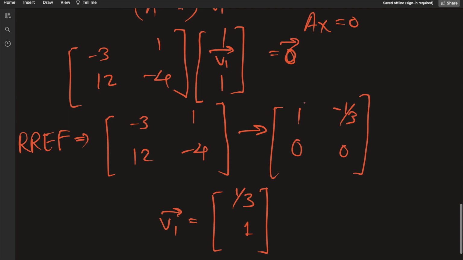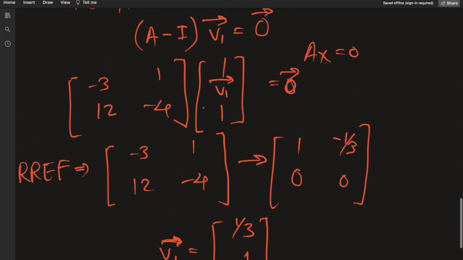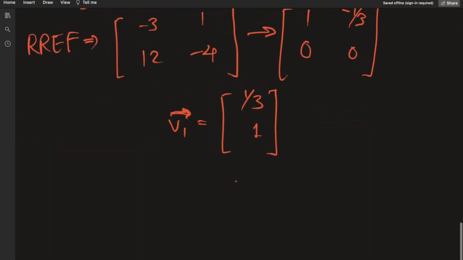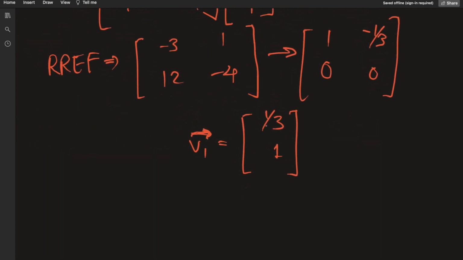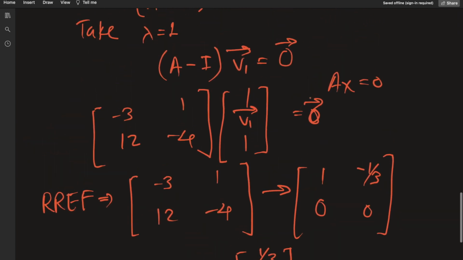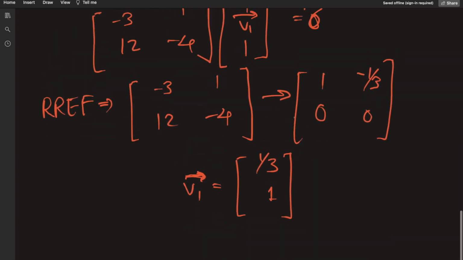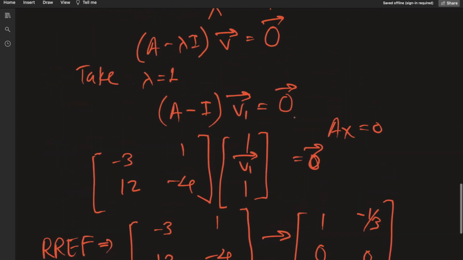You could have taken 2 times of this guy and like 2/3 of this guy. Basically any scalar multiple of v1 would work here, because all of those would solve this system of equations. So just take any linear combination of the basic null vector that you get, the basic vector of the null space that you get for lambda equal to 1.